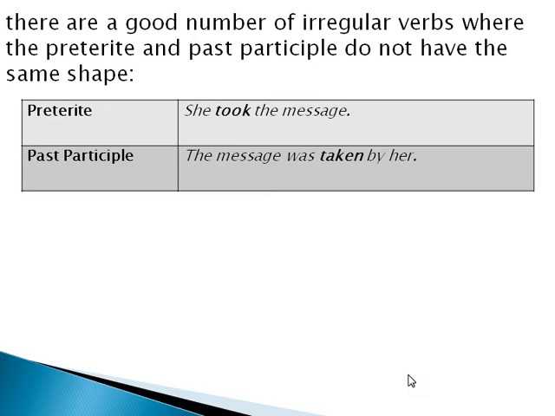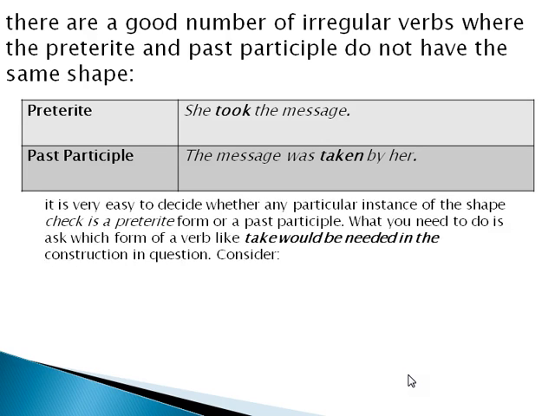Take a look at the verb to take. The preterite is she took the message. But the past participle is the message was taken by her. So it's very easy to decide whether any particular instance of the shape check is a preterite or a past participle. Substitute it for an irregular verb which has these three different forms. And depending on the case of occurrence of this irregular verb, you will be able to distinguish. Okay? For example, consider this example.